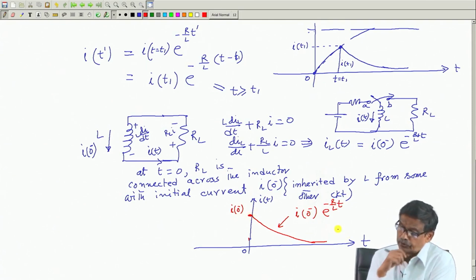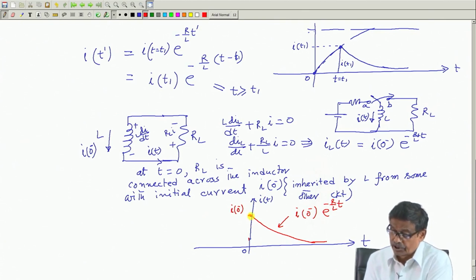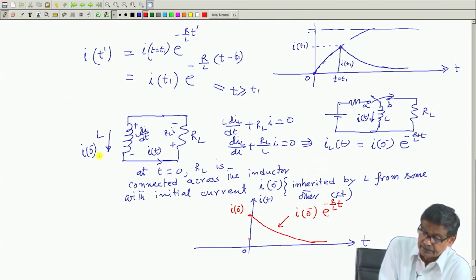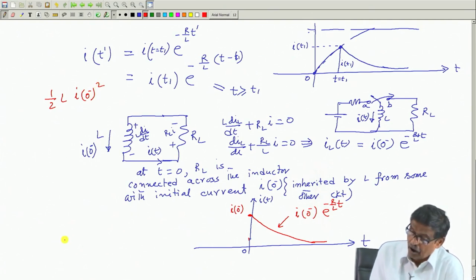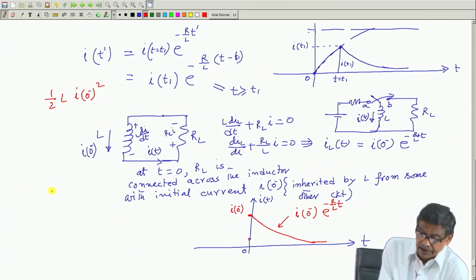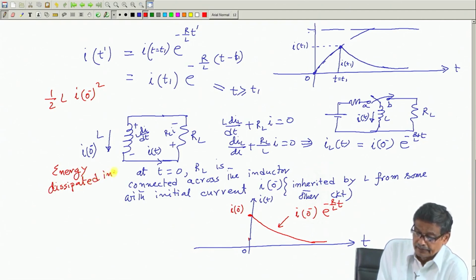Now, naturally the question comes, the inductor therefore stored energy. What was the initial energy then? Half L I naught minus square. This was the energy stored in the inductor. How much total energy will be dissipated in R_L? It will be this current square energy dissipated in R_L.